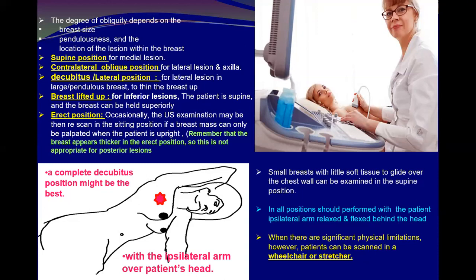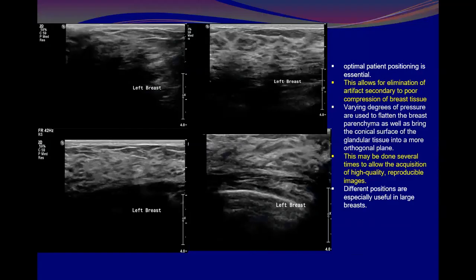And sometimes remember that if there are physical limitations, you might need to scan the patient in a wheelchair or on a stretcher. Look here for the pendulous breast. Examine the patient in a lateral decubitus position.